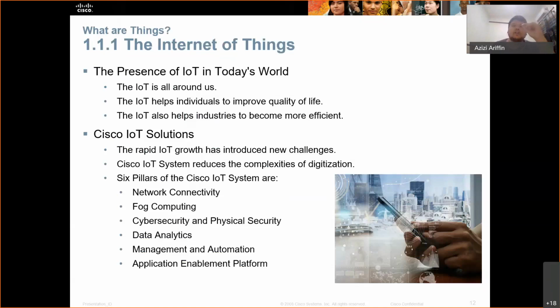So senang cerita, application enablement ni macam satu framework lah, untuk memudahkan bila kita nak buat end user application, kita boleh tap all the sensor data which we gathered from the microcontroller. Okay.